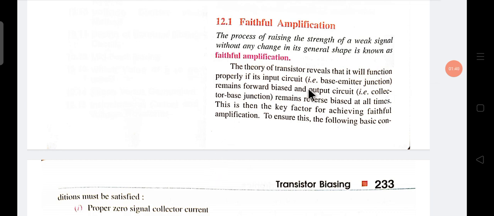Then, the theory of the transistor reveals that it will function properly if its input circuit, that is the base emitter junction, remains forward biased, and the output circuit, that is the collector base junction, remains reverse biased. Always remember, the input of the transistor circuit should be forward biased, and the output circuit of the transistor circuit should be reverse biased. That is the main rule of transistor working.